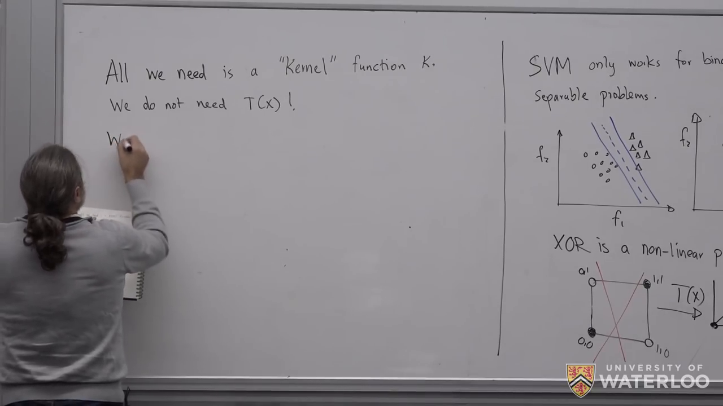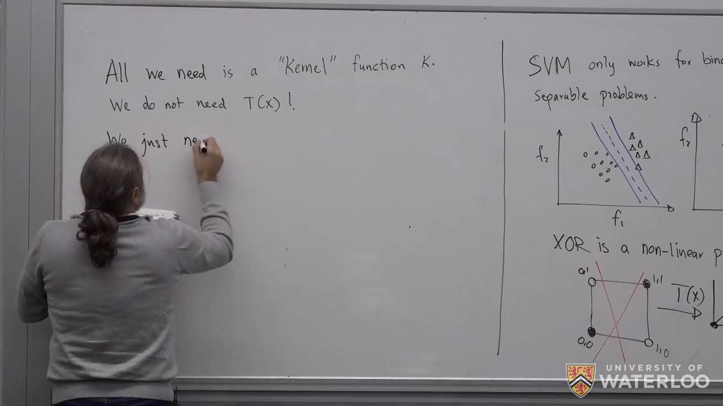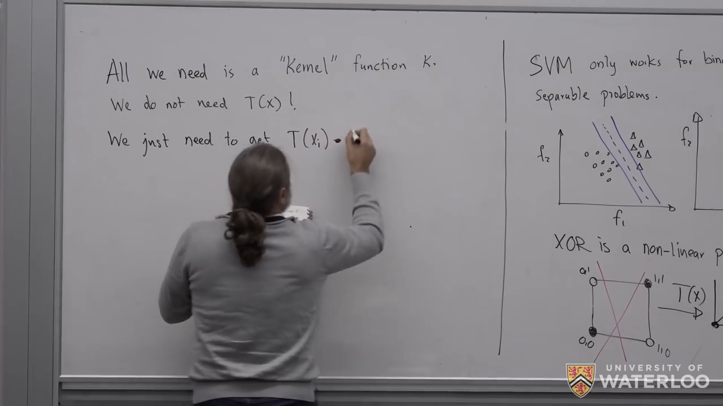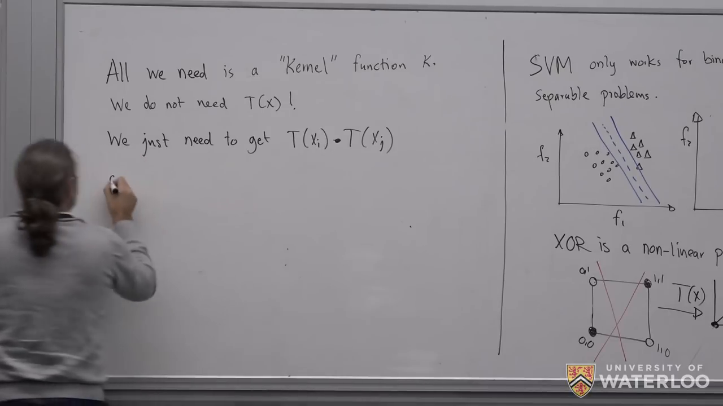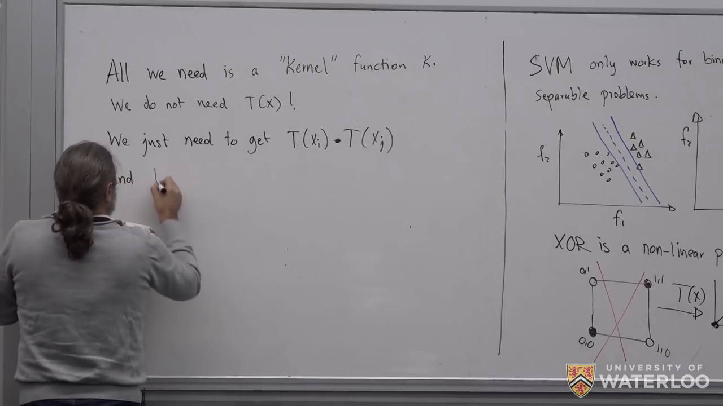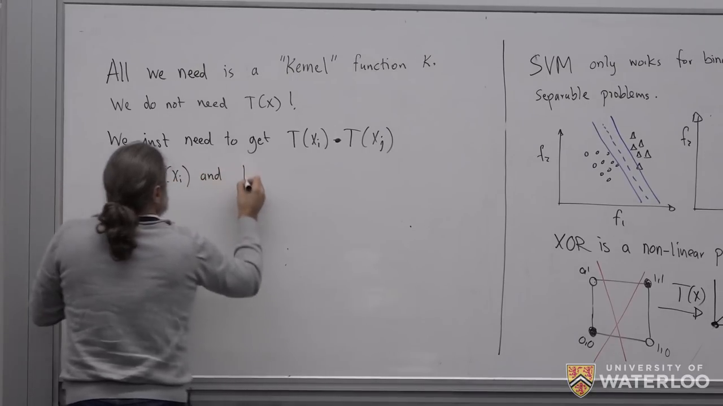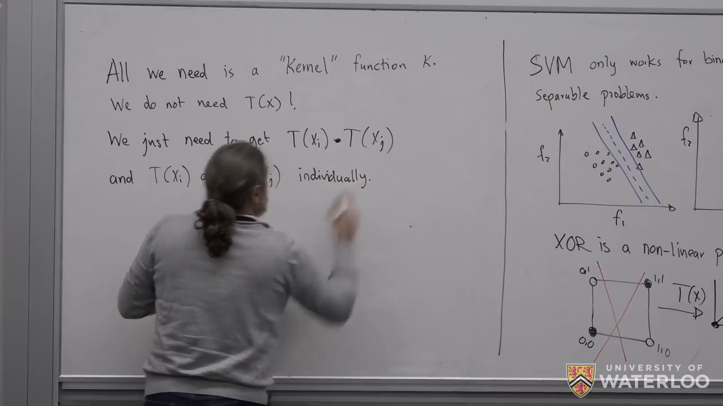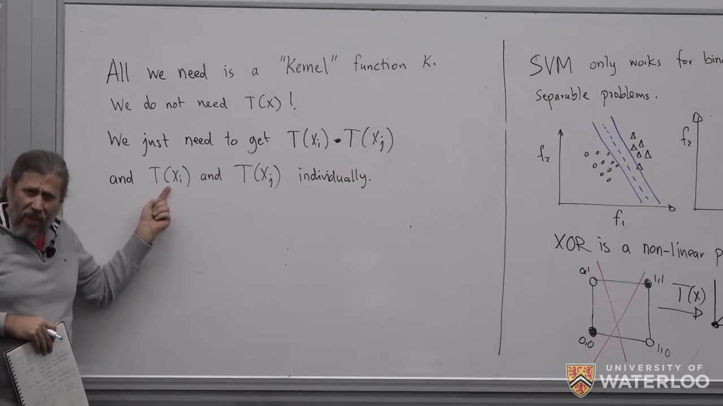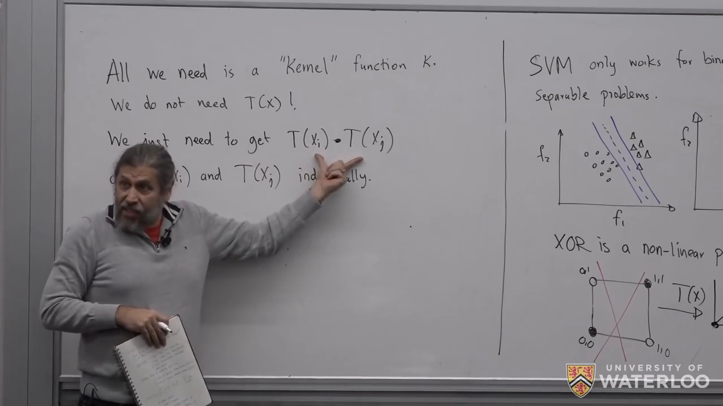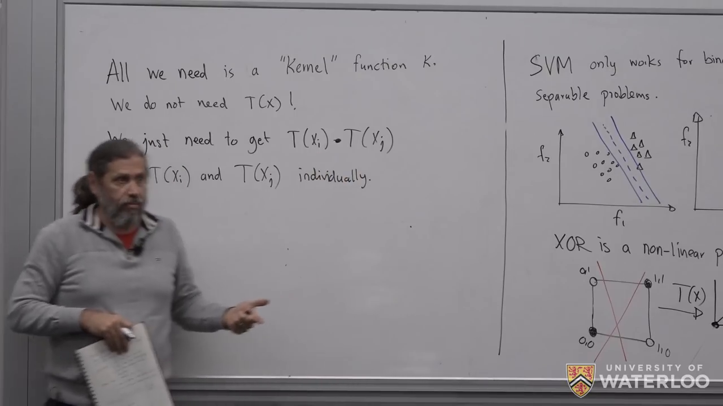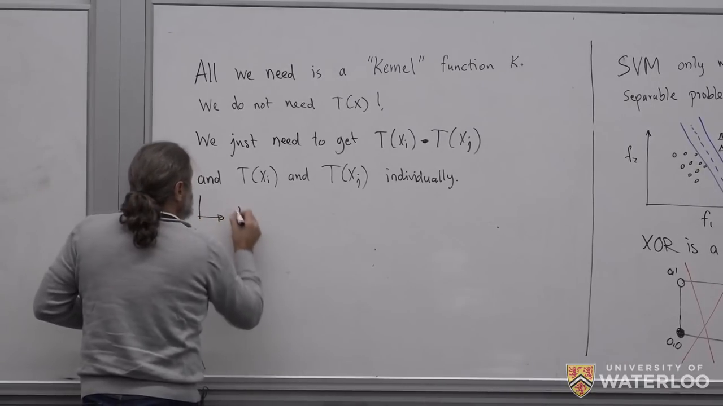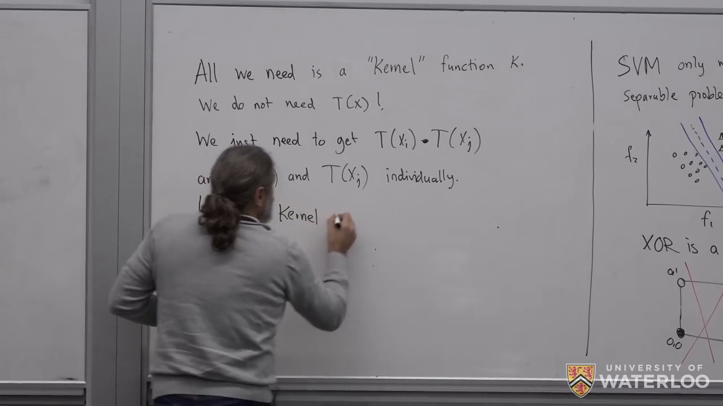So we just need to get T of x sub i dot T of x sub j, and not T of x sub i and T of x sub j individually. I think it becomes a bit more clear. So what I need is not to get the individual transforms and then multiply them. Can you give me the product of the transforms without doing the transform individually? That's what the kernel does. So this is called the kernel trick.